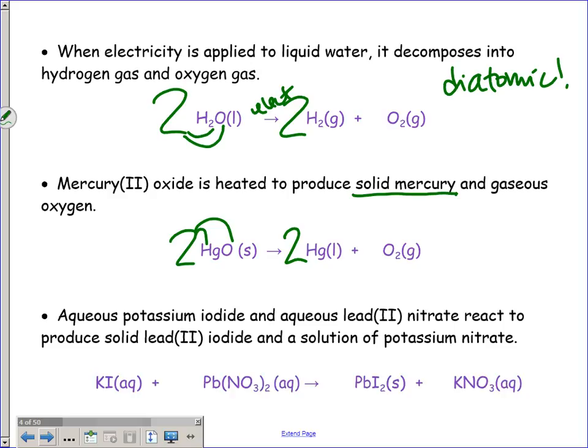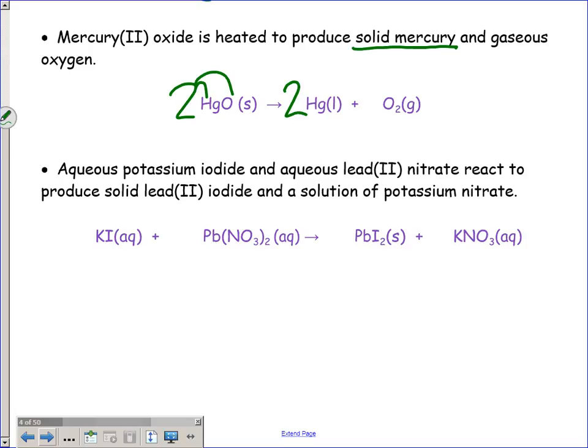Aqueous solution of potassium iodide and aqueous lead(II) nitrate react to produce solid lead(II) iodide in solution of potassium nitrate. So we have KI + Pb(NO3)2 yields PbI2 and KNO3. Sorry. So usually when you start to see these, your brain should start kicking into the names versus spelling, because I could go, hey, EMILY, right? It just sounds stupid. So I don't always spell the names out, so I usually just say the name like this.